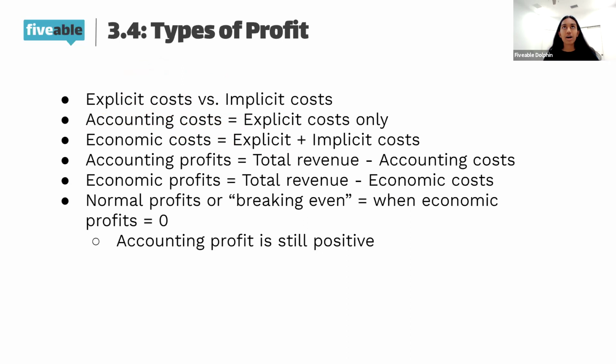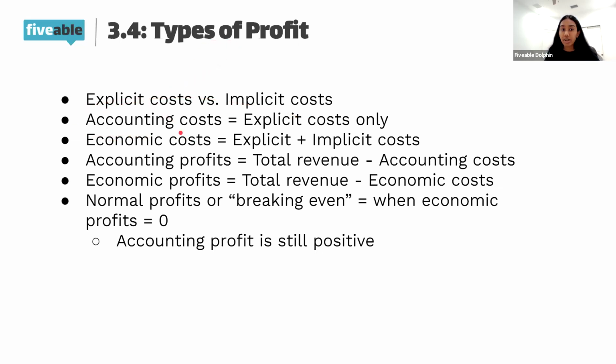Let's say I wanted to quit my job that paid $20,000 a year and go open a new business. My implicit cost for that decision would be $20,000, because I'm giving up a wage of $20,000 to start a new business. So things like foregone wage or time are also implicit costs. That's the difference between those two.